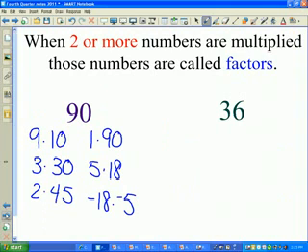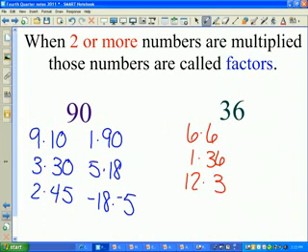Okay? So now skipping over to 36. Many right away said 6 times 6, 1 times 36. We got 12 times 3. What else gives me 36? How about 4 times 9? Okay, so these are the ones that I can figure out off the top of my head, and there's probably a couple other ones. I think I have 3 times 12 up there. Yeah, how about 2 times 18? Put that up there as well.